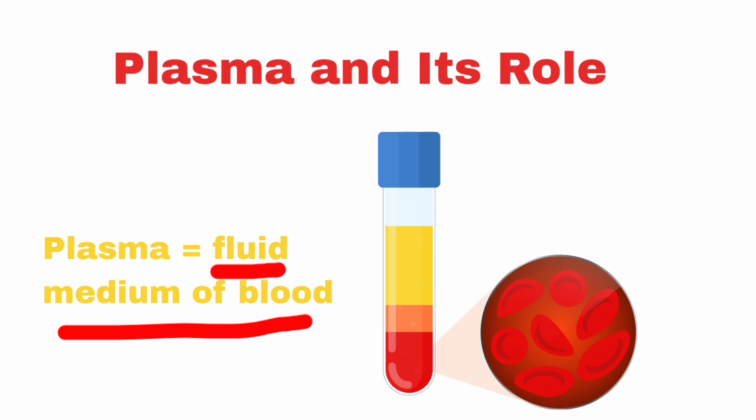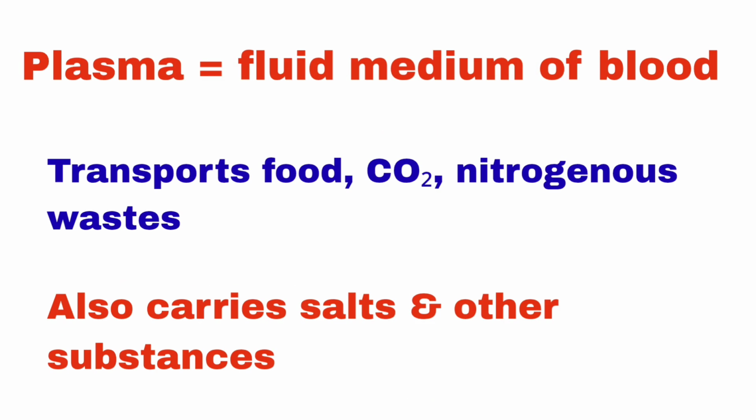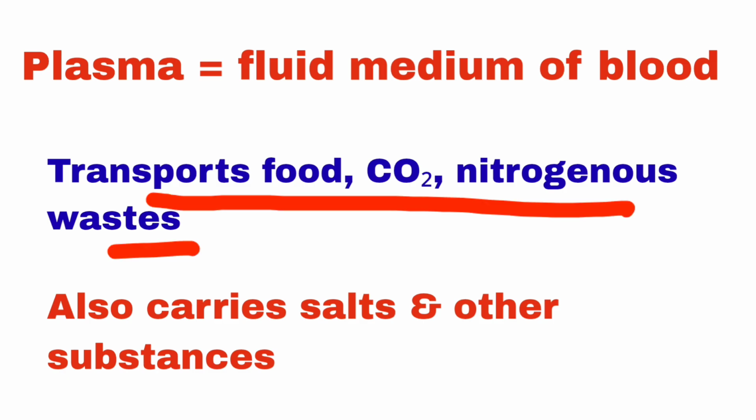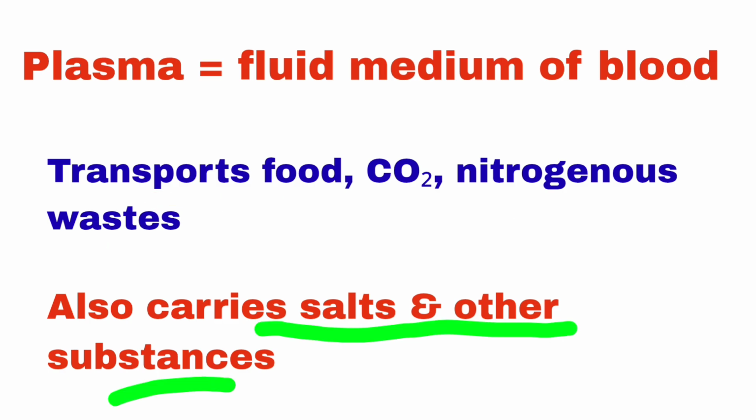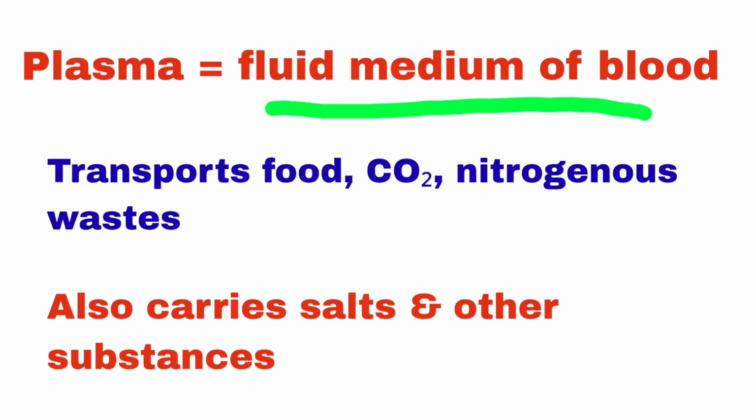Now, let us see what is plasma and what is its role. Plasma is the fluid medium of blood in which all the blood cells are suspended, and it transports food, carbon dioxide and nitrogenous waste in dissolved form. It also carries salts and other useful substances to different parts of the body. So what is plasma? It is the fluid medium found in the blood. And what are the functions of plasma? It transports food, carbon dioxide, nitrogenous waste, and also carries salt and other substances.